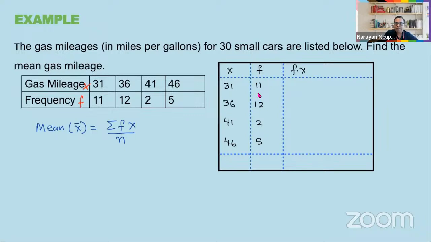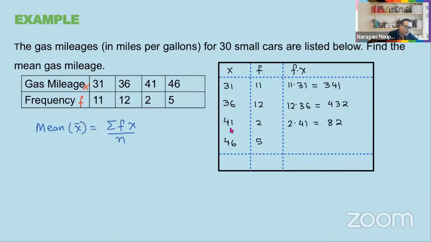So f times x: frequency is 11 multiplied with 31. So it is 11 times 31. How much is 11 times 31? 341. Is that right? Okay. For the next one, it is 12 times 36. How much is 12 multiplied by 36? 432. Very good.